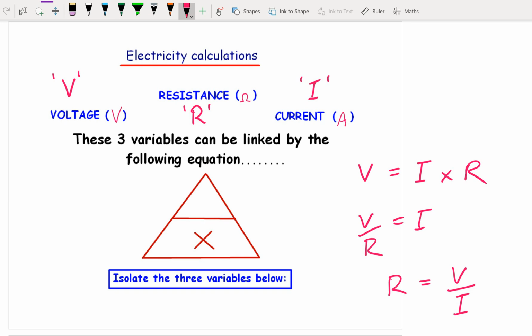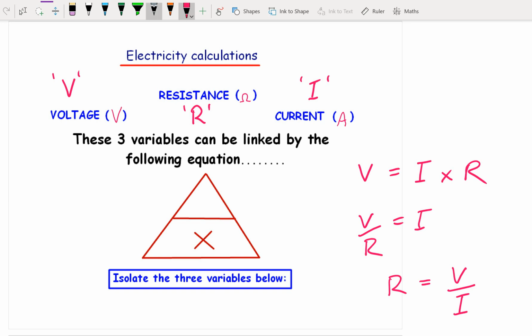If you are going to be doing the higher paper at GCSE, you need to be able to rearrange these equations, okay? If you struggle with these equations, you'll probably be doing the foundation paper and the equations will be given to you. Now, you can put this equation into something called a triangle formula.